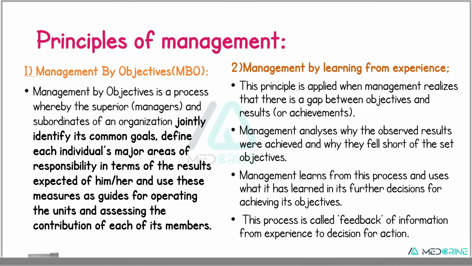The second principle of management is management by learning from experience. This principle is usually applied when management realizes that there is a gap between objectives and the results. Therefore, the management team analyzes why the observed results are achieved and why they fell short of their set objectives. Management learns from this process and uses what has been learned for further decisions for achieving its objectives. This process is known as the feedback of information from experience to decision for action.